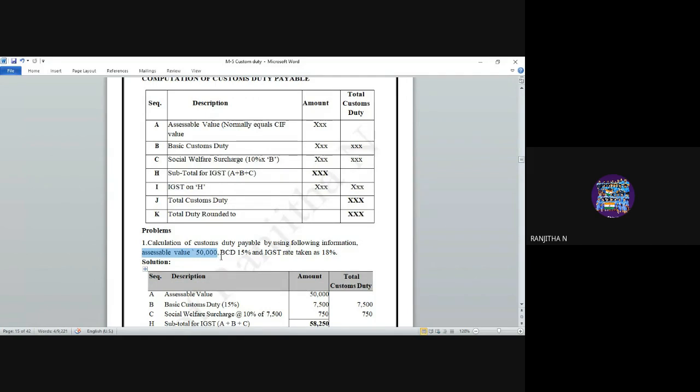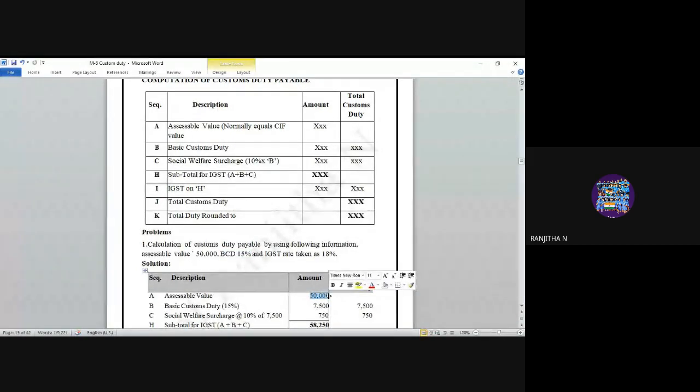Next, what is the next step of my format? The next step is I need to calculate the basic custom duty payable, and there is some information regarding the basic custom duty, that is 15%. On what do we have to charge the 15%? On 50,000. See here, 50,000 means assessable value. BCD is calculated on assessable value. The assessable value is 50,000. I'm going to calculate the basic custom duty on it: 50,000 into 15%. That 15% will be our basic custom duty. Yes, I have calculated this basic custom duty.